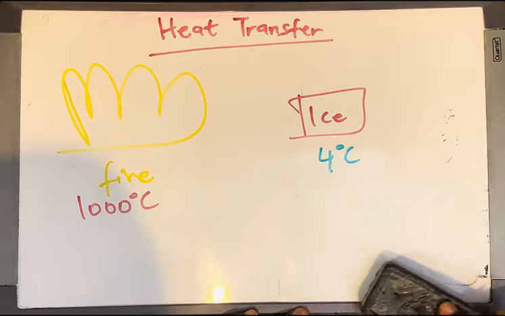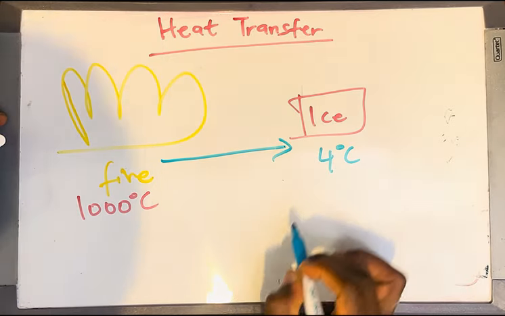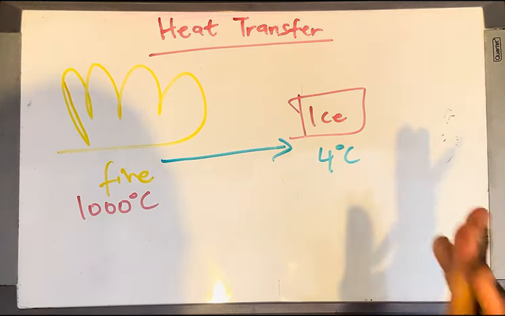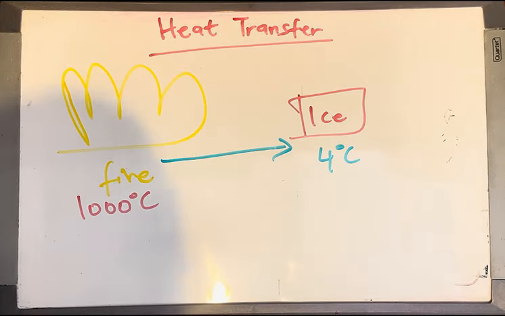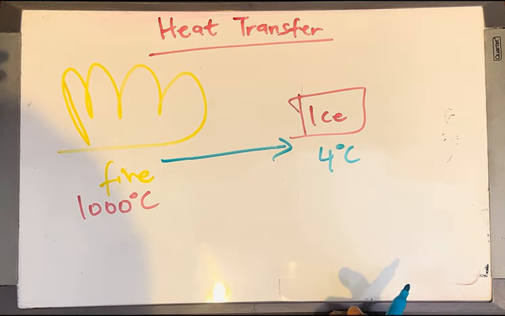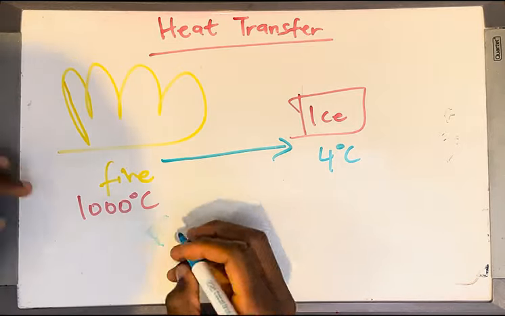Because there is a temperature difference between these two, the heat will flow from the region of higher temperature to the region of what? Lower temperature, spontaneously. So heat travels spontaneously from the point of higher temperature all the way to the point of lower temperature. Right? Good. So this implies that the driving force of heat transfer is the temperature difference between them.